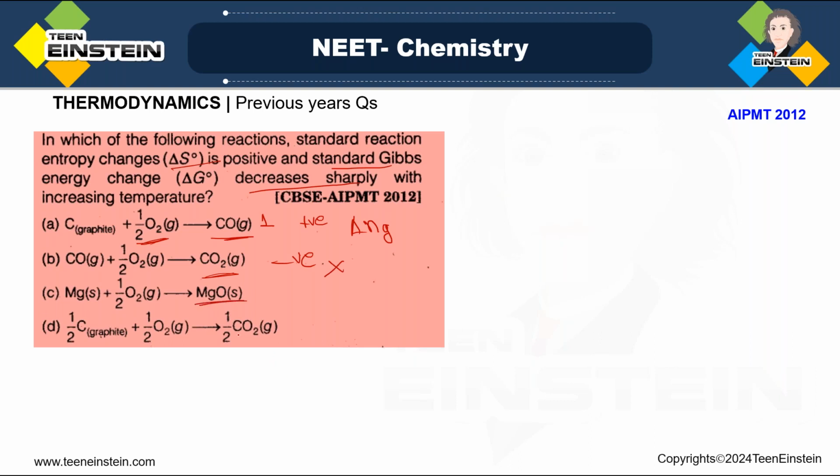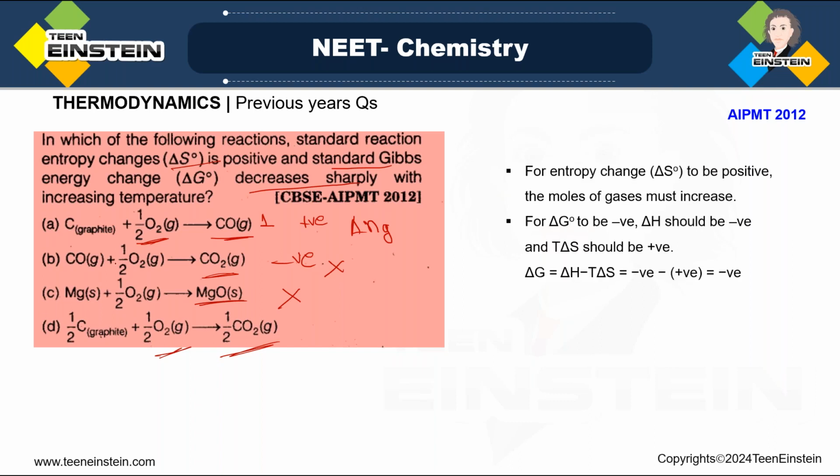Here also there is no gaseous species, so this will again be negative. You can cancel it. Here we have half gaseous minus half. This is basically 0, so del Ng is 0. This is also not positive. So based on this also you can choose the first option as the correct option.